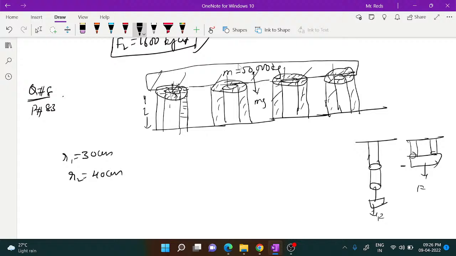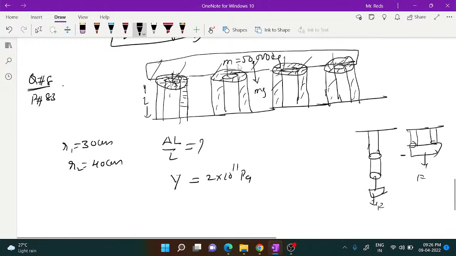Assuming the total load distribution is uniform, calculate the compressional strain. Compressional strain means delta L by L. In the case of elongation, the strain is called elongation strain; here, it is the compressional strain of each column. The Young's modulus of the steel is 2 into 10 to the power 11 Pascal.